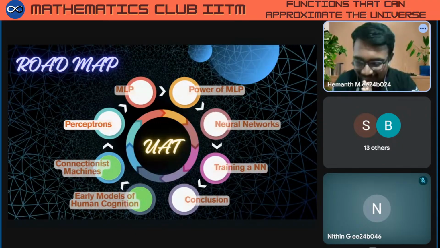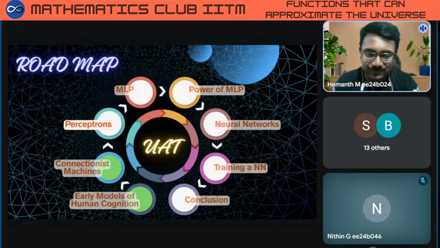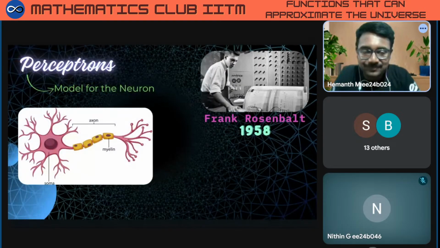So coming back to the roadmap, we discussed some early models of human cognition, and we saw how associationist ideas came up, then how connectionist models were developed, and we even discussed Hebbian learning quite a bit. And now we'll move on to our most favorite, that is the perceptron. This is the most important thing, and let's start.